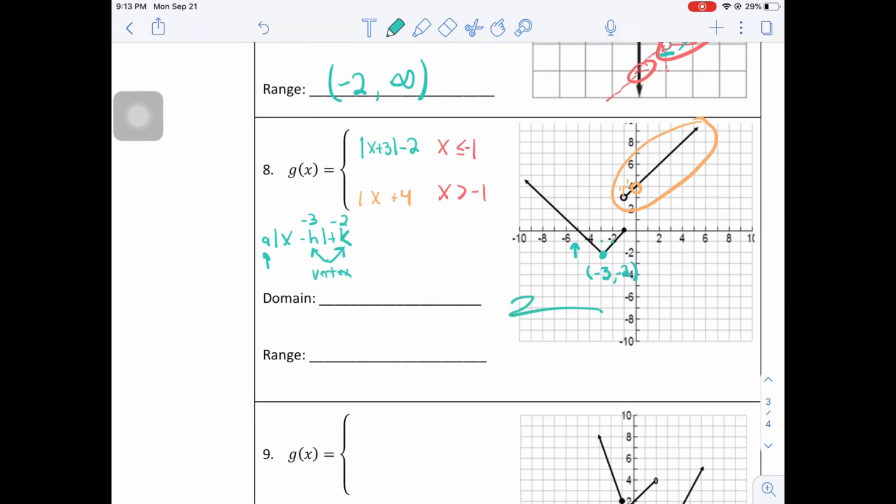Domain in this case, we are going to the left and right forever. There is a value included at the jump, so domain is all real numbers. And then we need to talk range, right? Well, the lowest point is that -2, so -2 is at the bottom here.